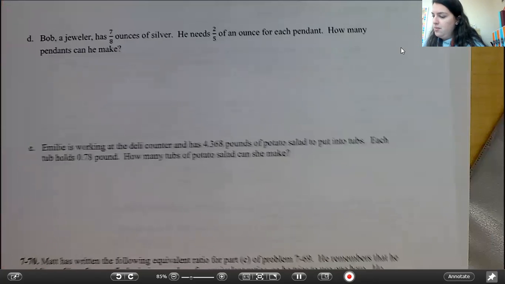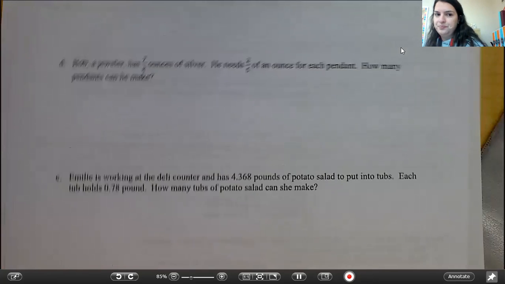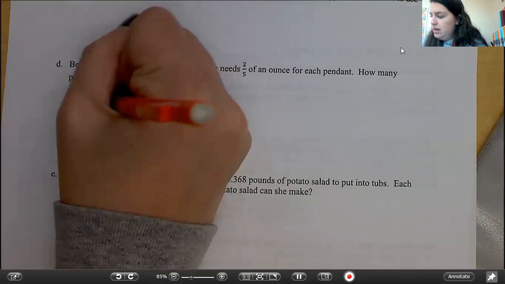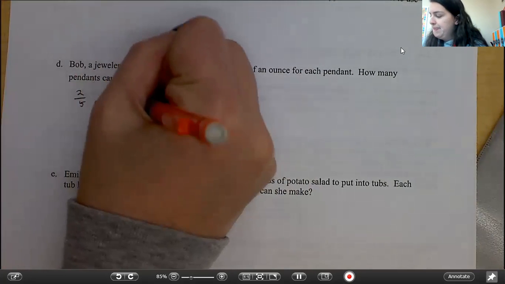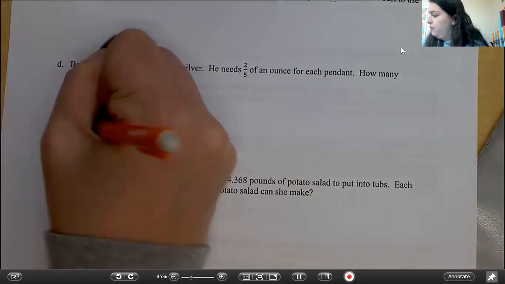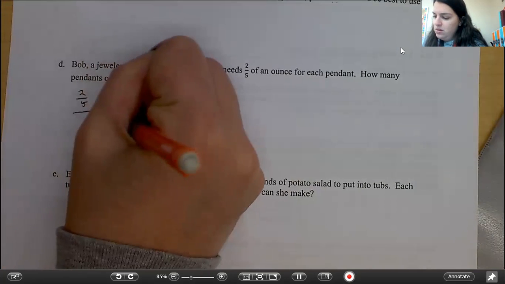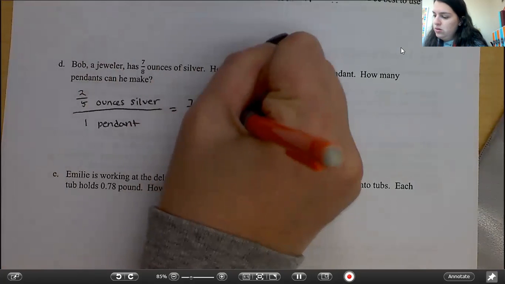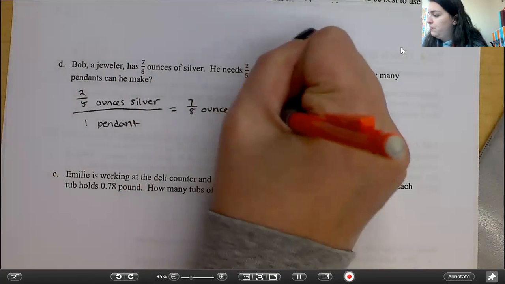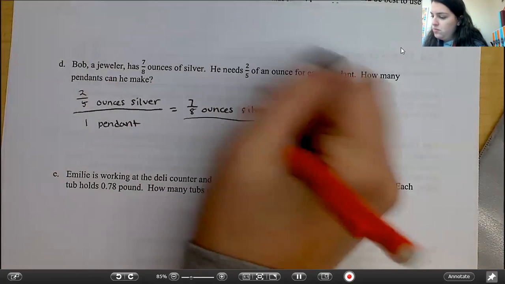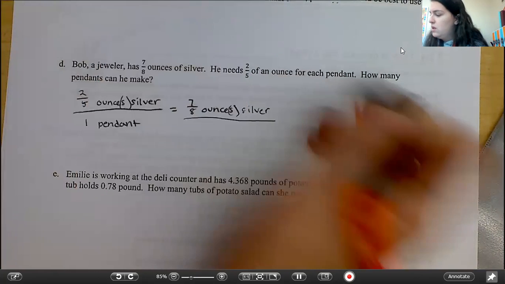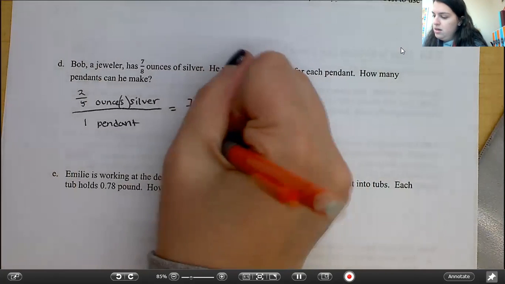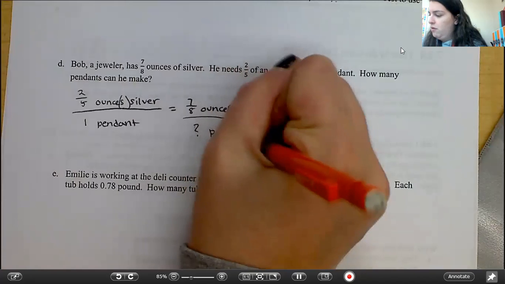Flip it over for D. He has 2/5 ounces silver for one pendant. We want to know if we have 7/8 ounces silver, we're going to have how many or how much of a pendant.